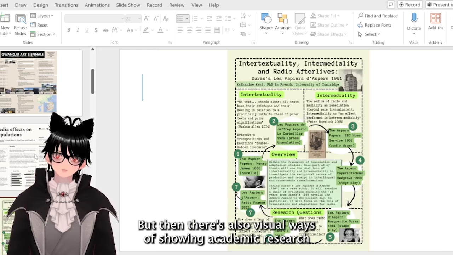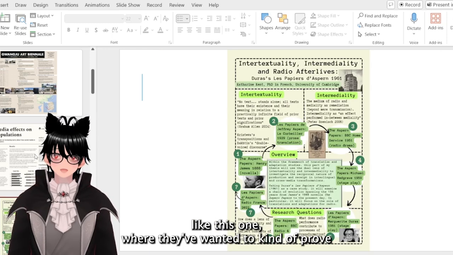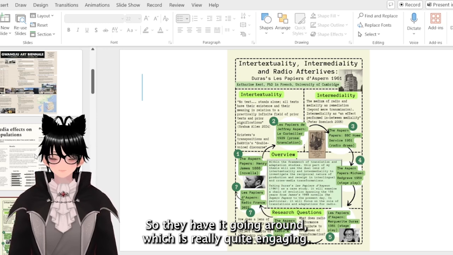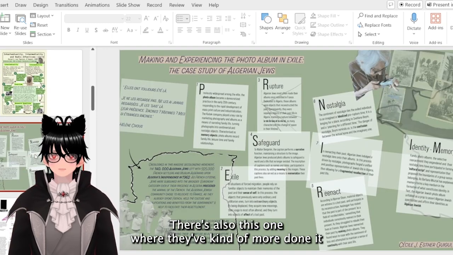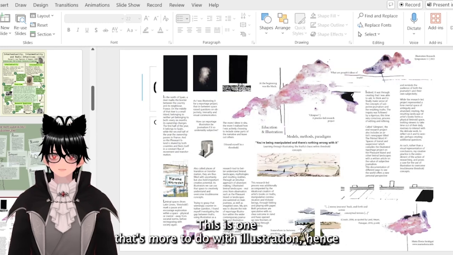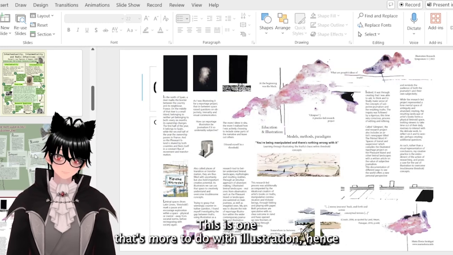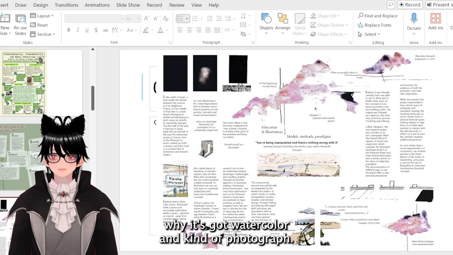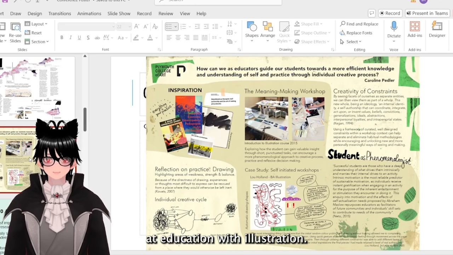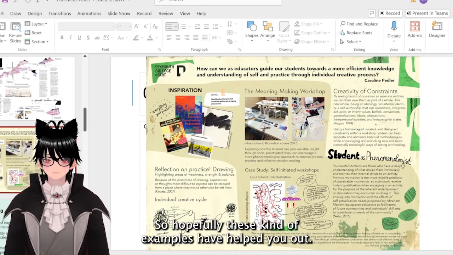But then there's also visual ways of showing academic research, like this one, where they've wanted to prove a point and show a cycle. So they have it going round, which is really quite engaging. There's also this one where they've done it more like sticky notes, and each are numbered so you know which way to look. This is one that's more to do with illustration, hence why it's got watercolor and photographs. This is another example which is more looking at education with illustration. So hopefully these examples have helped you out.